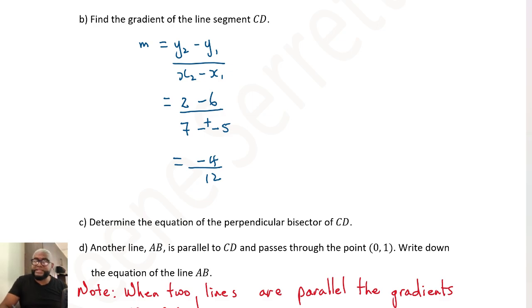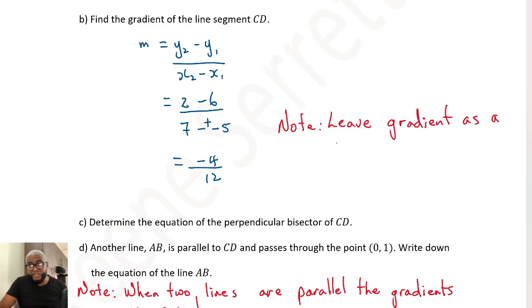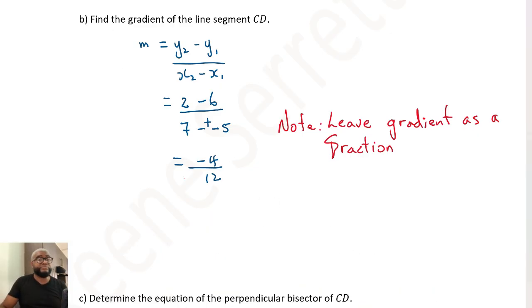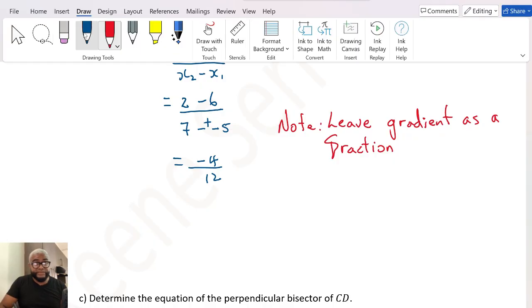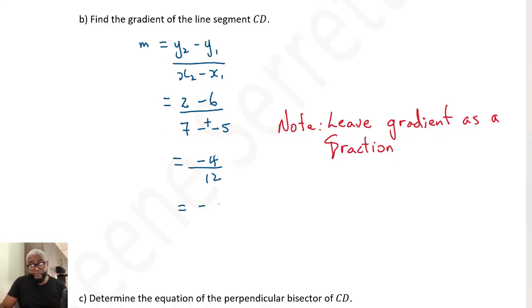Now, once you're doing gradients and all these things, please leave your answer as a fraction. This is very important, right? Everything I write in red, you write in red also, please. So let's break it down to be what? Negative 1/3. 4 into 4, 1. 4 into 12 would be 3. Negative 1/3 is the gradient of my line segment CD.